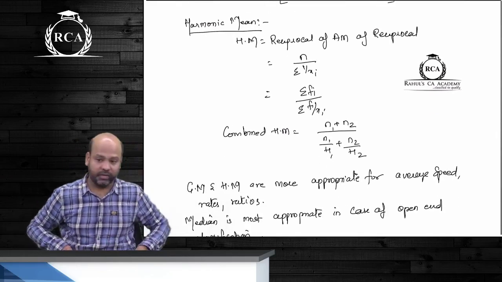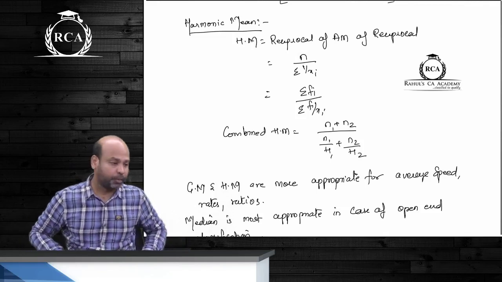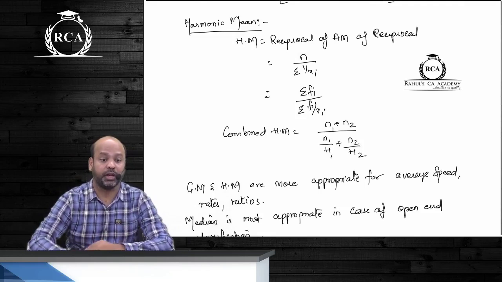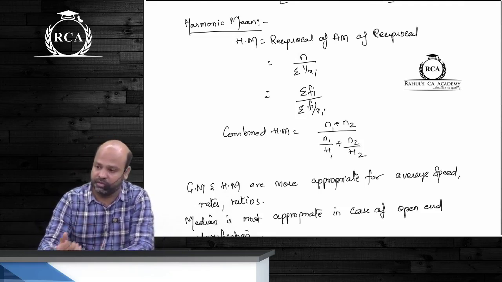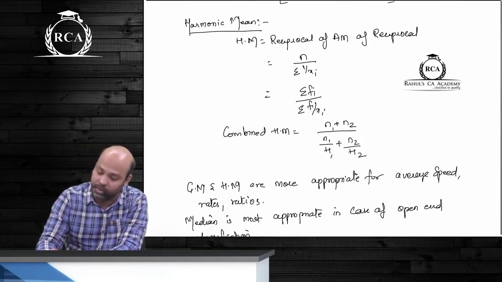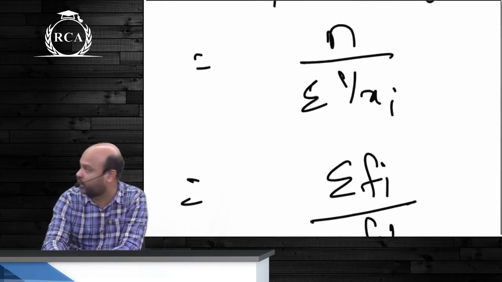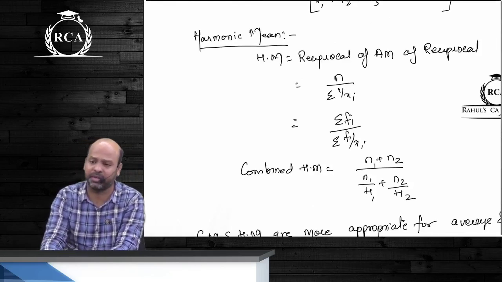Harmonic mean is the reciprocal of the arithmetic mean of the reciprocal of the observations. So you first invert the observations. Xi values are given. You first compute 1 by xi. Then take the arithmetic mean of 1 by xi. That will be summation 1 by xi whole divided by n. Then take the reciprocal of that also. That is why harmonic mean is equal to n divided by summation 1 by xi. If frequency data is given, summation fi divided by summation fi by xi.